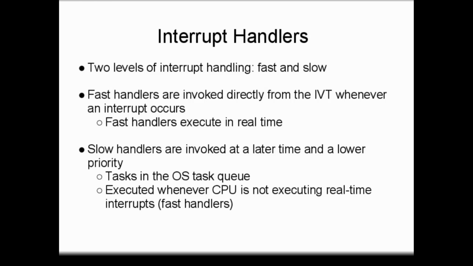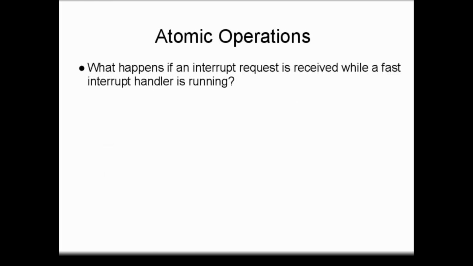Whenever all the fast interrupt handlers for all the different interrupts are done executing, the CPU will go and check the task queue and execute any tasks that are present there. The part of interrupt handling that goes into the task queue is called the slow interrupt handler, and it's called this because it's not executed immediately and it can be interrupted by other devices.